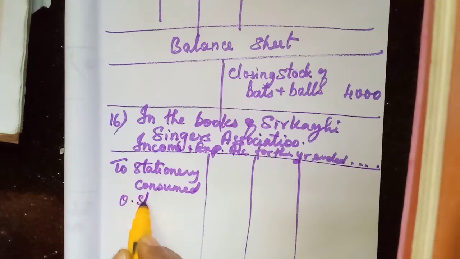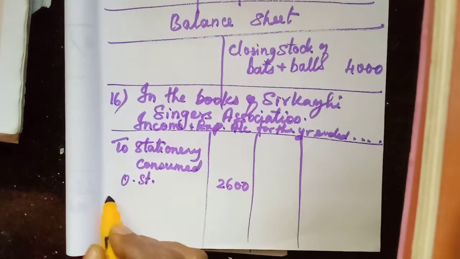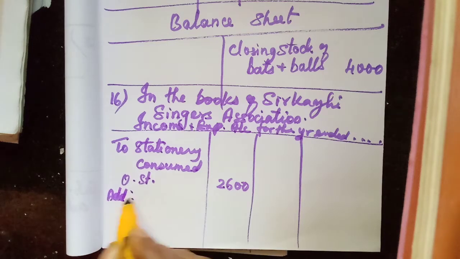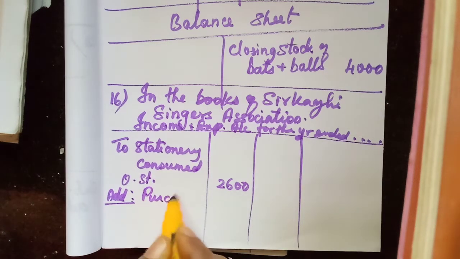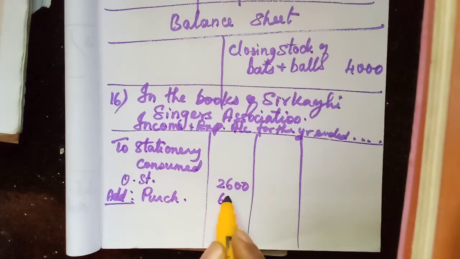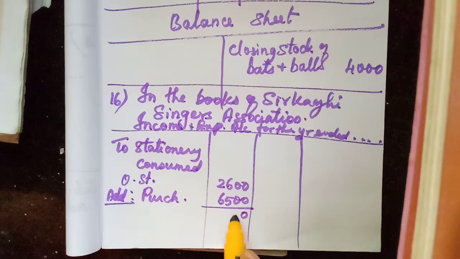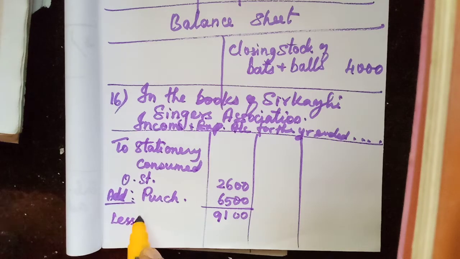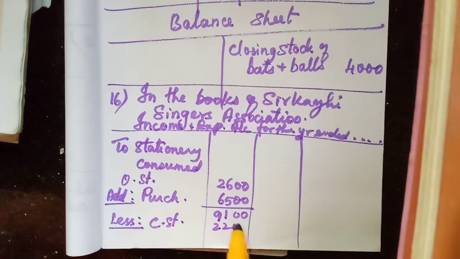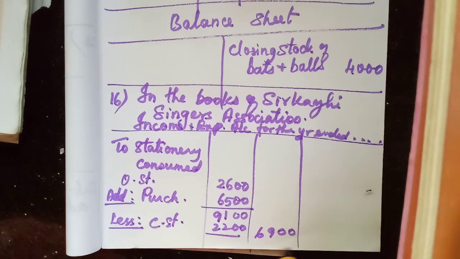Opening stock 2600. Add purchases 6500. 7 plus 2, 9. Less closing stock 2200. Right, here 11 minus 2, 9, 8 minus 2, 6, so 6900.